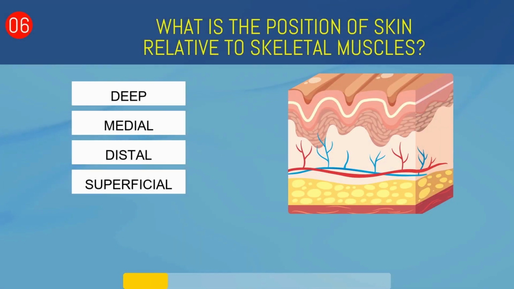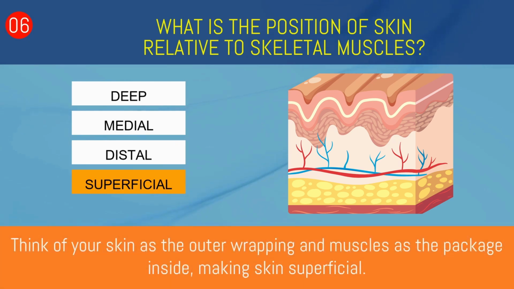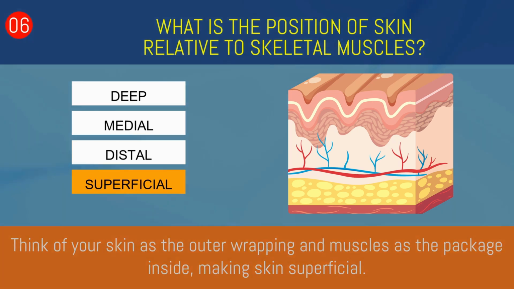What is the position of skin relative to skeletal muscles? Deep, medial, distal, or superficial? Superficial. Think of your skin as the outer wrapping and muscles as the package inside, making skin superficial.